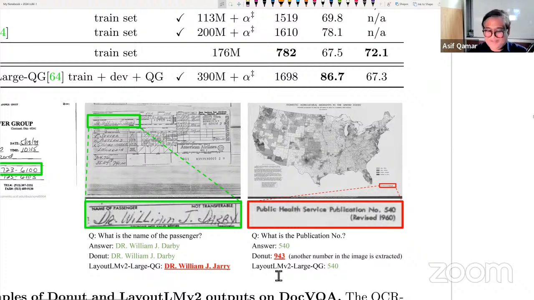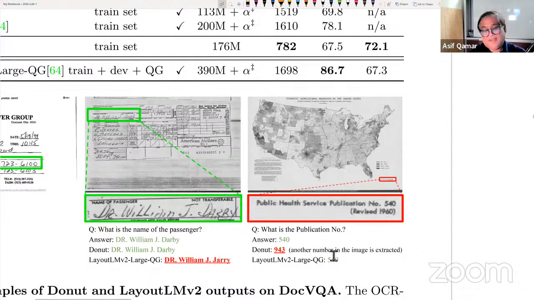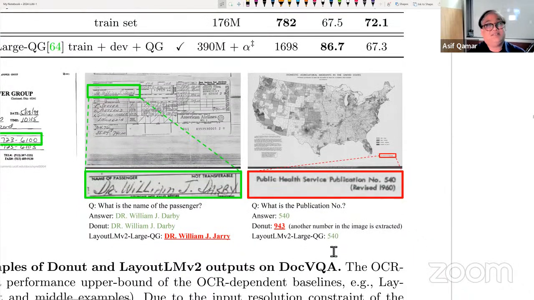Oh, wrong answer. That's all right. It came up with the wrong answer. It extracted, what did it do? It extracted another number in the image somewhere, right? But at least it knew that it is a number, right? Actually, for a first paper that just came out, that just has a proof of concept, it's not bad, right? It is wrong, but it is pretty close to hitting it.